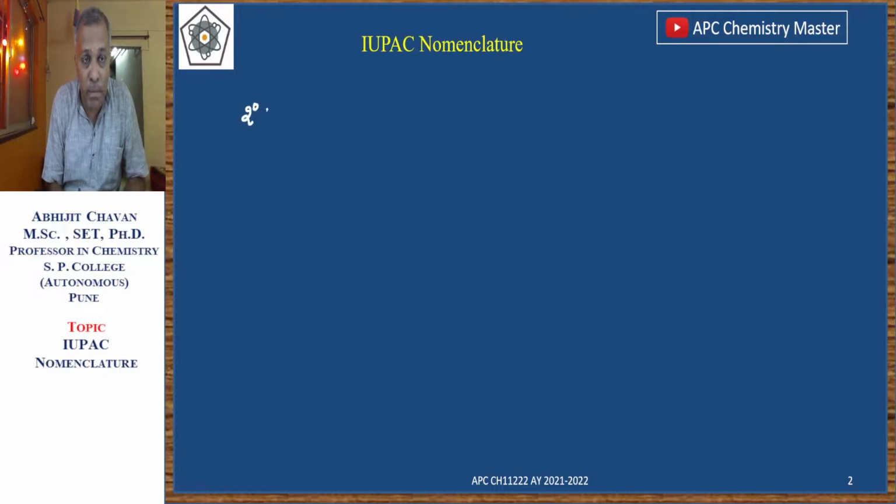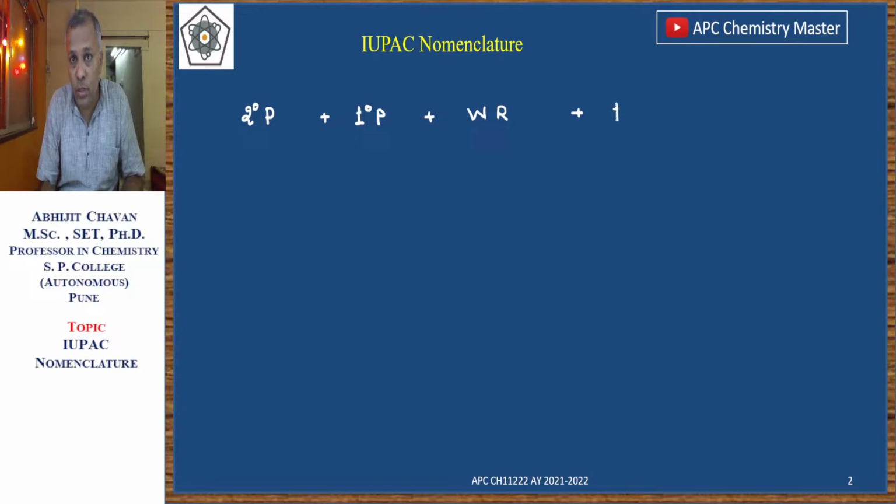The first entity is called the secondary prefix. Then there is one more entity called the primary prefix. Then there is the word root. After the word root, there is the primary suffix, and lastly the secondary suffix. So prefixes and suffixes along with the word root give me the IUPAC nomenclature for an organic compound. What is the meaning of these prefixes and suffixes, namely primary and secondary, along with the word root? Let us understand these points in detail.